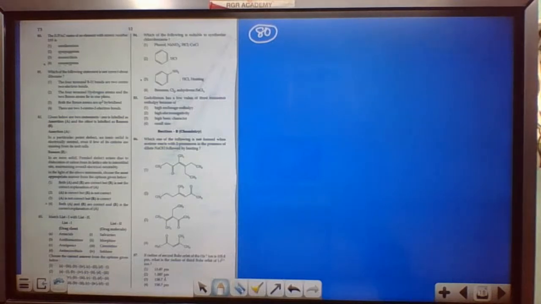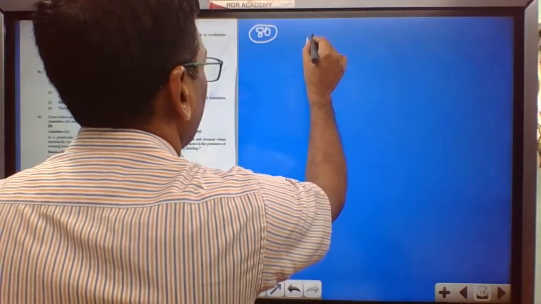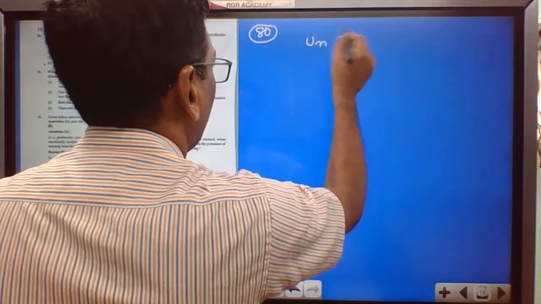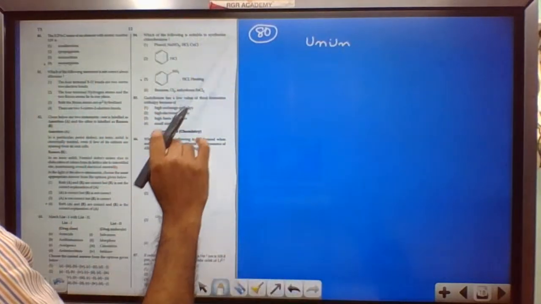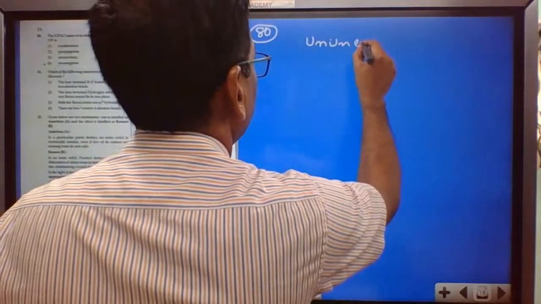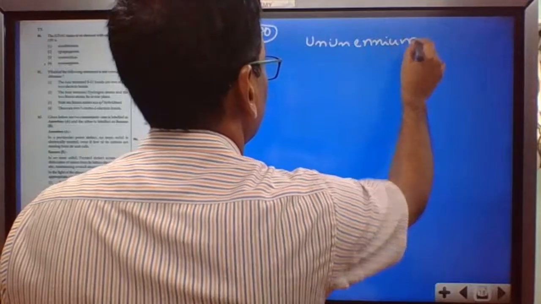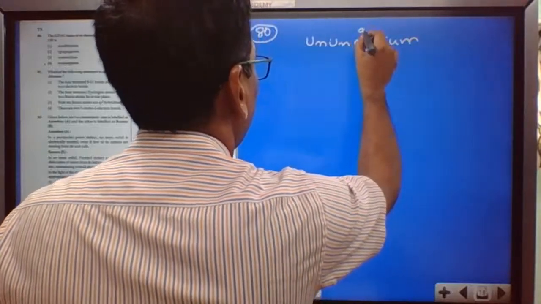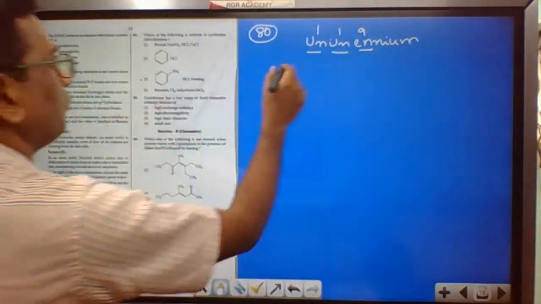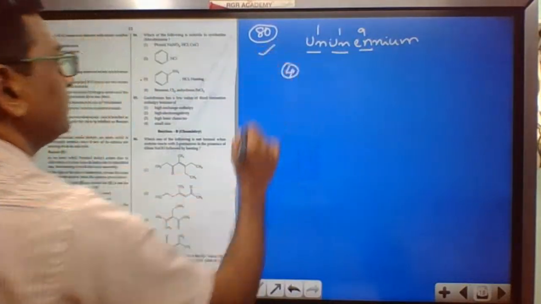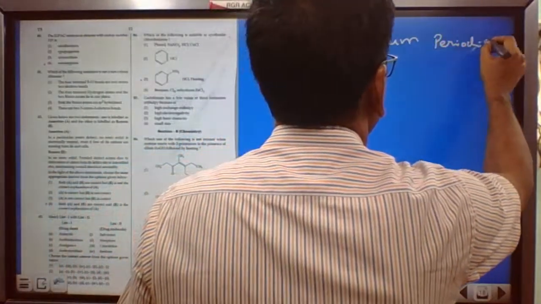IUPAC name of the element with atomic number 119. For 1 we use un, 11 is un. For 9 we use n. So it is unanium. We use this for 9, this for 1, this for 1. So option 4 is the right option. This is from periodic classification.